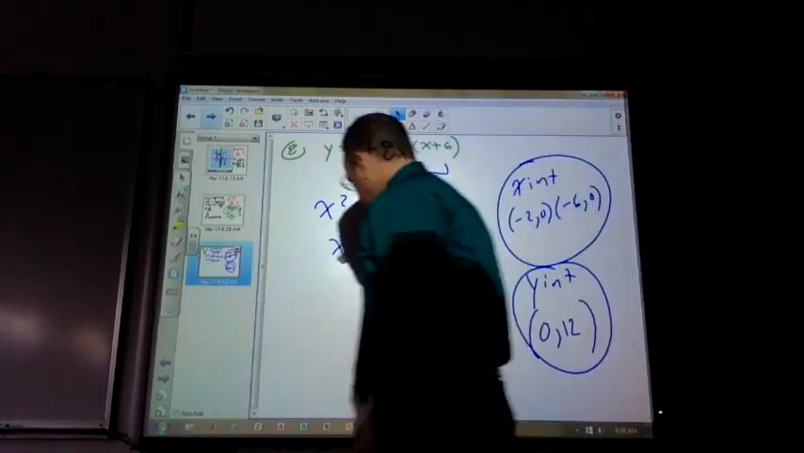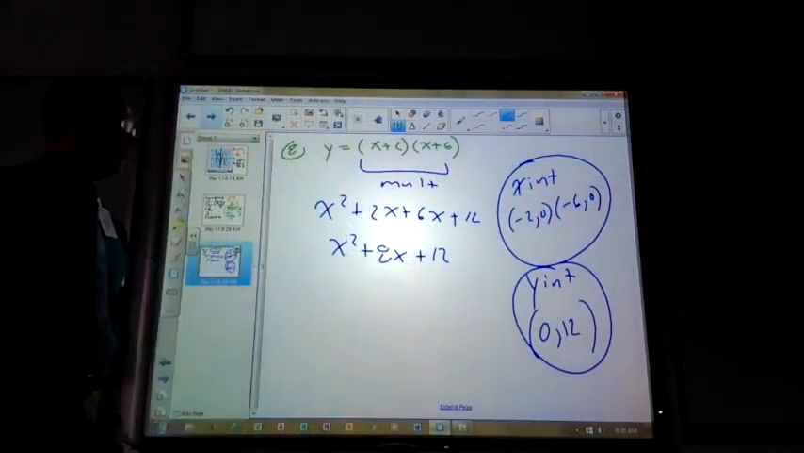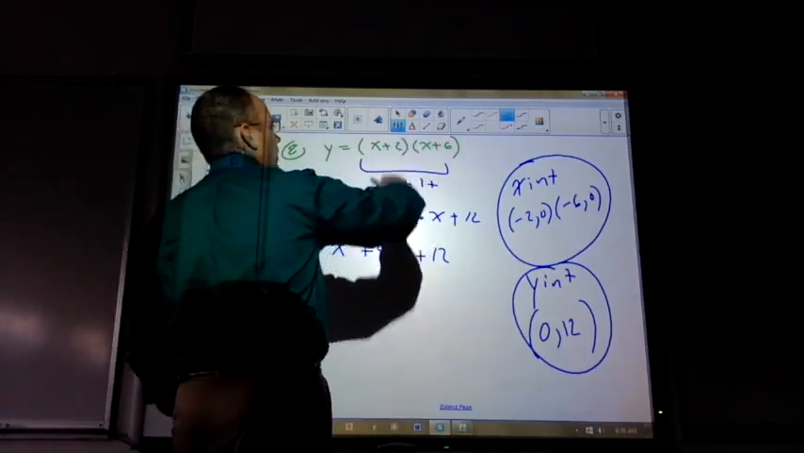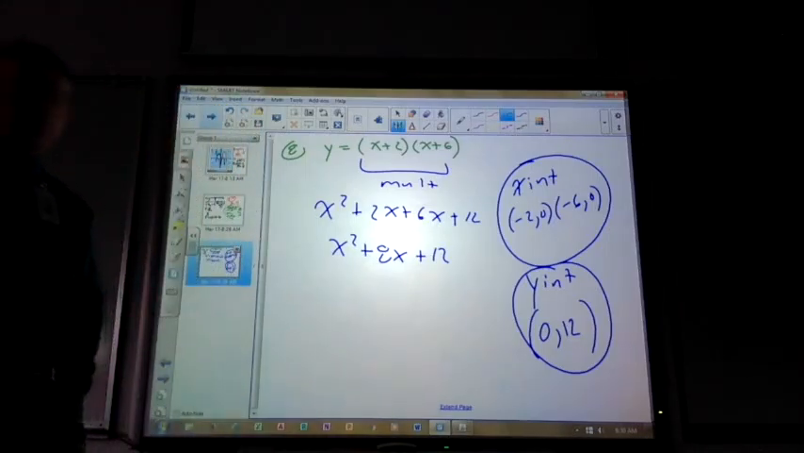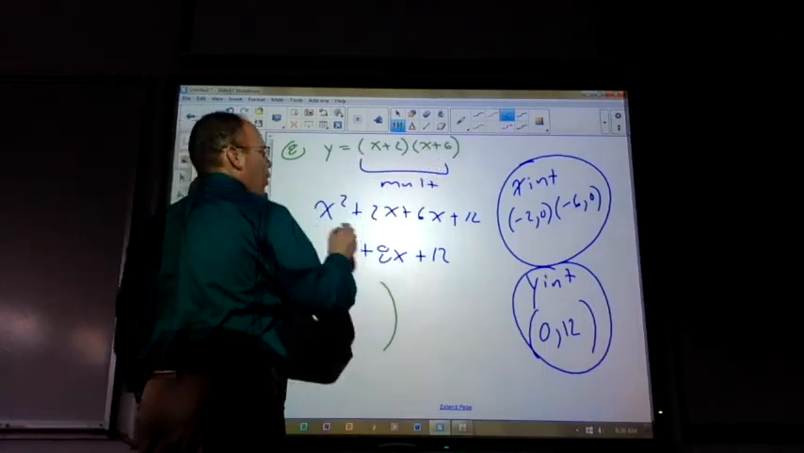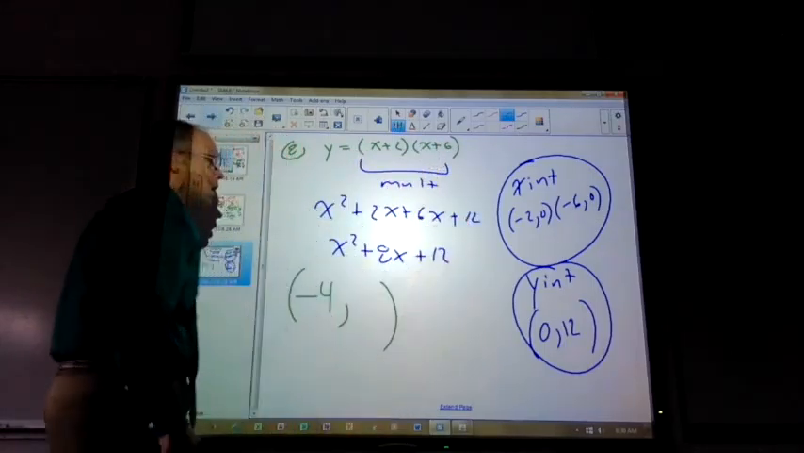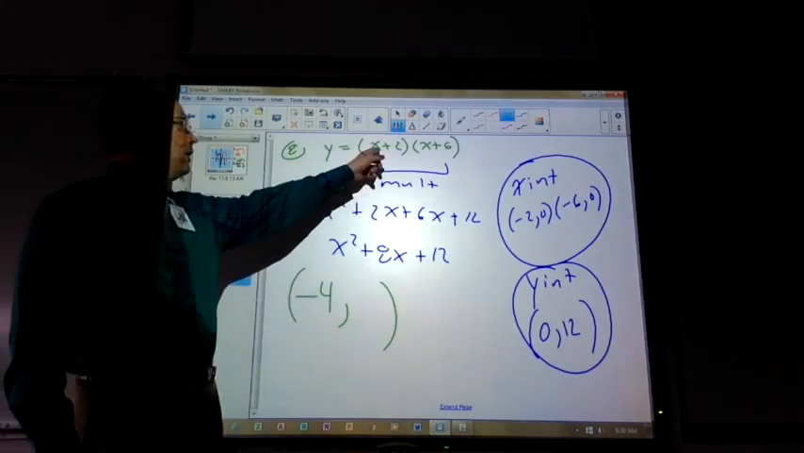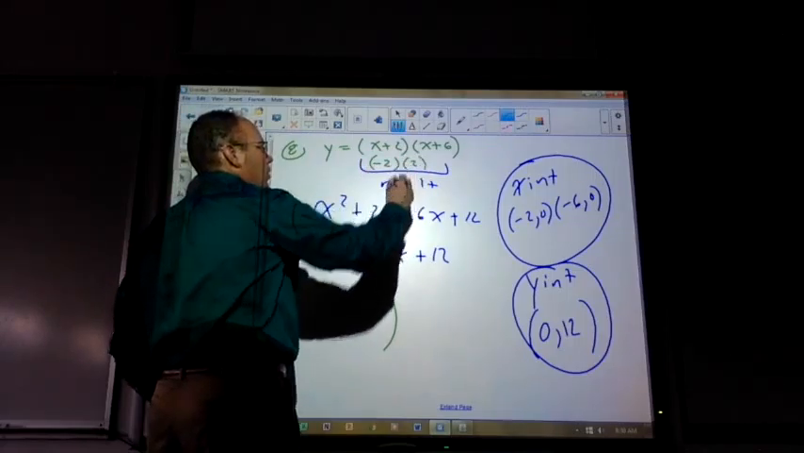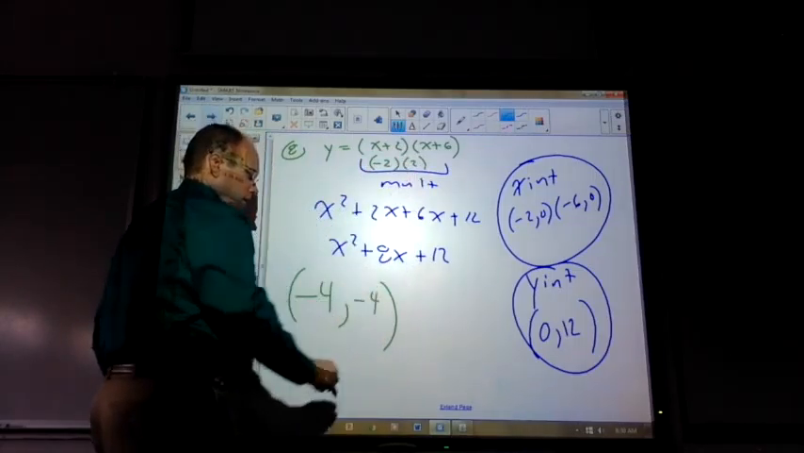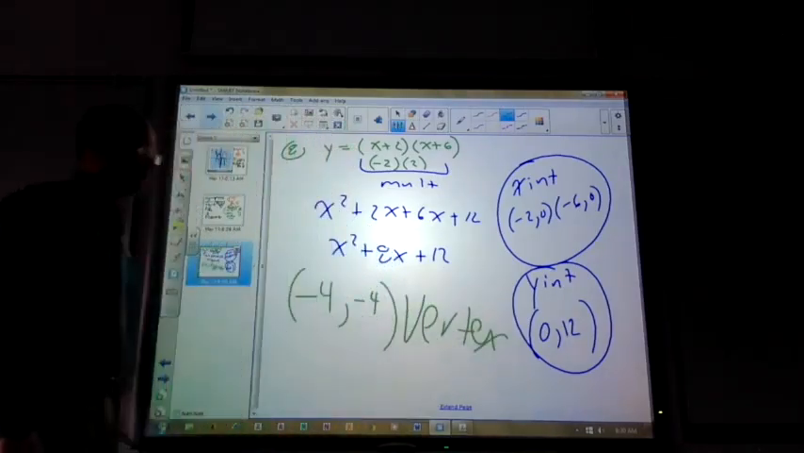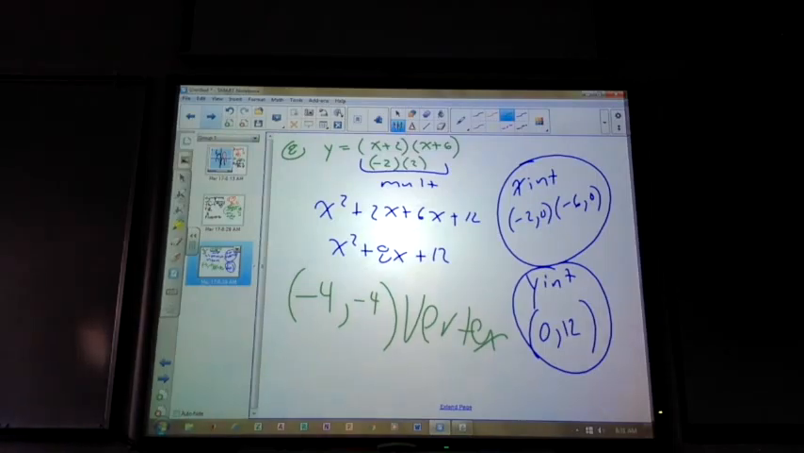Okay, and then if I'm finding my vertex, now that I have it multiplied out, I can go to negative b over 2a and plug it back in. Or I can say, what's halfway between negative 2 and negative 6? It would be negative 4. And then you can plug negative 4 in here, like negative 4 plus 2 is negative 2, negative 4 plus 6 is 2. So that's going to give me that, and there's my vertex. Feel okay?